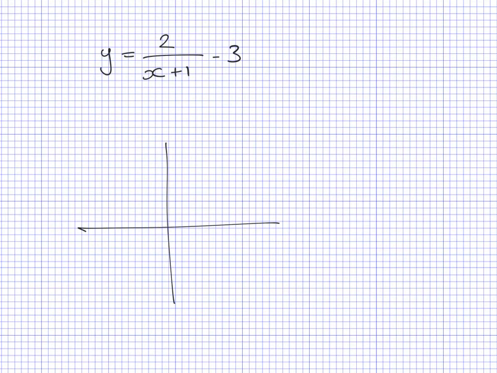All right, time for some questions. So this first one in the set has asked us to sketch the graph of y equals 2 over x plus 1 minus 3. So the first thing I'm going to do is identify the transformations that have occurred to it.